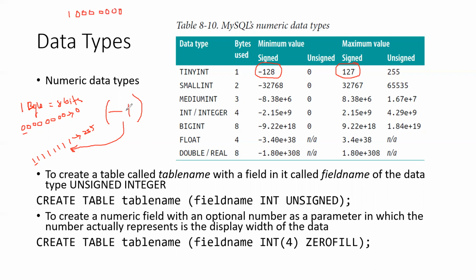So it will be like this. So this is minus, yes, minus. You flip the bits, then you get 127, plus 1, 128. So this is how minus 128 is represented in two's complement, right?